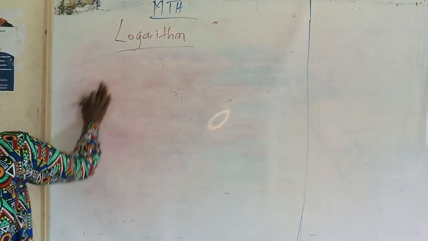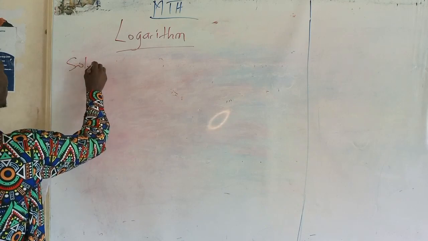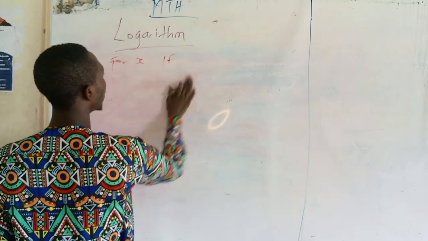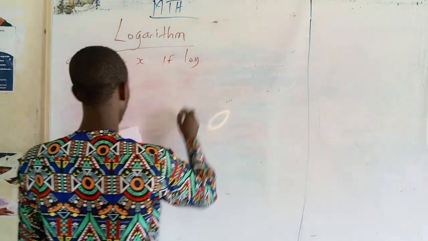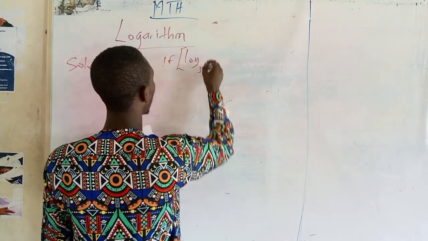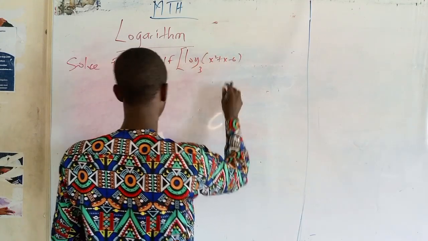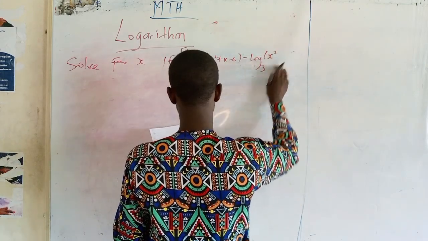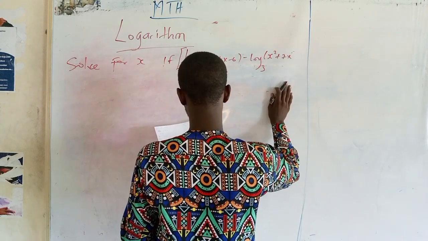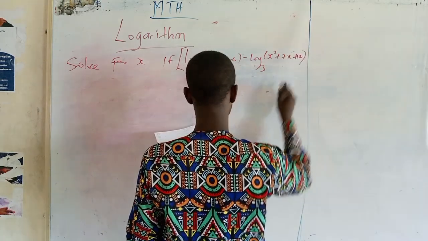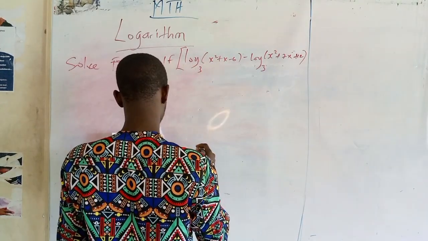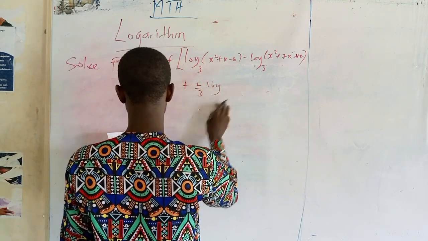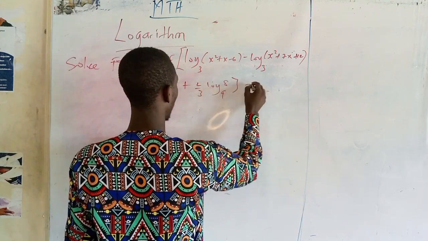Now we have another question. Solve for x if log 3 of (x squared plus x minus 6) minus log 3 of (x squared plus 7x plus 12), close bracket, plus 2 over 3 log 8 base 9 close bracket equals 0.